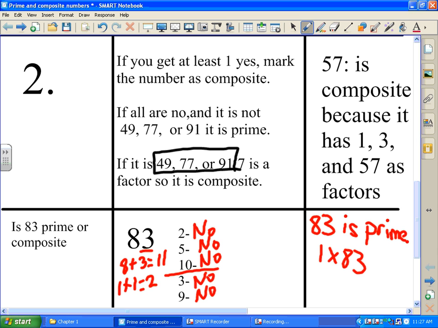What are the 3 exceptions? You guys listen to what I'm going to tell you very closely.